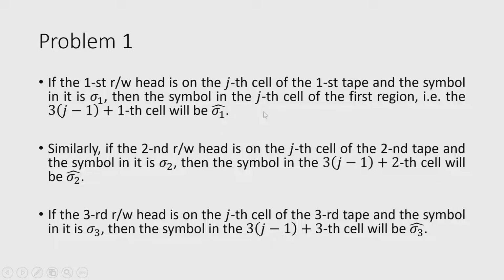Similarly, if the second read-write head of M is on the jth cell of the second tape and the symbol in that cell is sigma 2, then the symbol in the 3j minus 1 plus 2th cell will be sigma 2 hat. So the symbol in the jth cell of the second region is sigma 2 hat. Similarly, if the third read-write head is on the jth cell of the third tape and the symbol in it is sigma 3, then the symbol in the 3j minus 1 plus 3th cell would be sigma 3 hat. That is, the symbol in the jth cell of the third region would be sigma 3 hat.